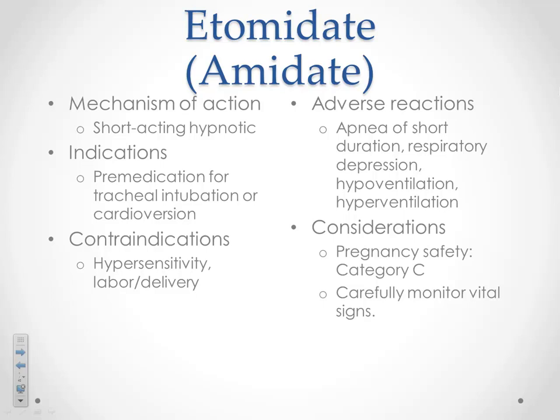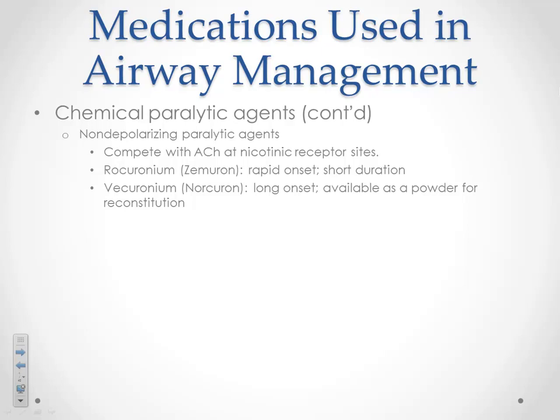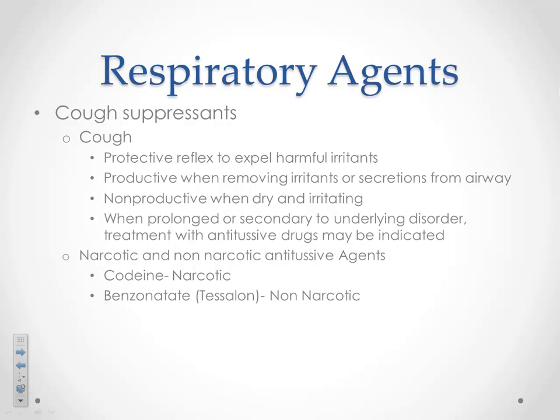More paralytic agents, rocuronium and vecuronium. Rocuronium has a rapid onset and very short duration. Vecuronium has a long onset. Other respiratory agents that you have available in the hospital setting, not much in the pre-hospital setting, are cough suppressants. Tessalon Perles is something that you might see your patients who have COPD, bronchitis, emphysema might be on. If you've seen vitamin E, the little tan-colored gels, this is what Tessalon Perles look like. They're very small, thin little jelly balls. They are used as cough suppressants to help depress the coughing sensation.